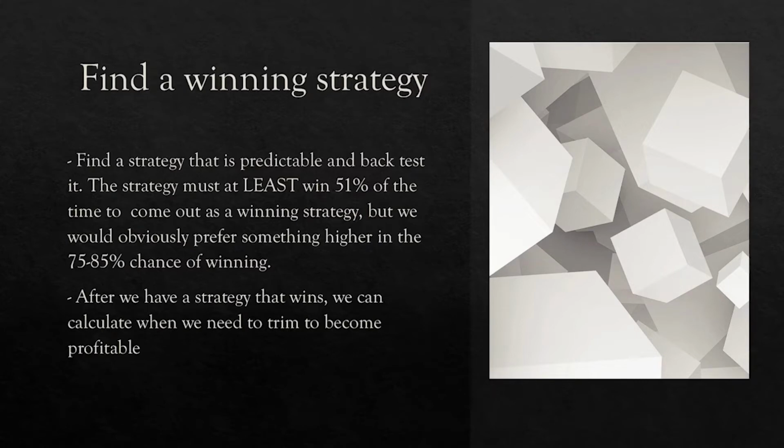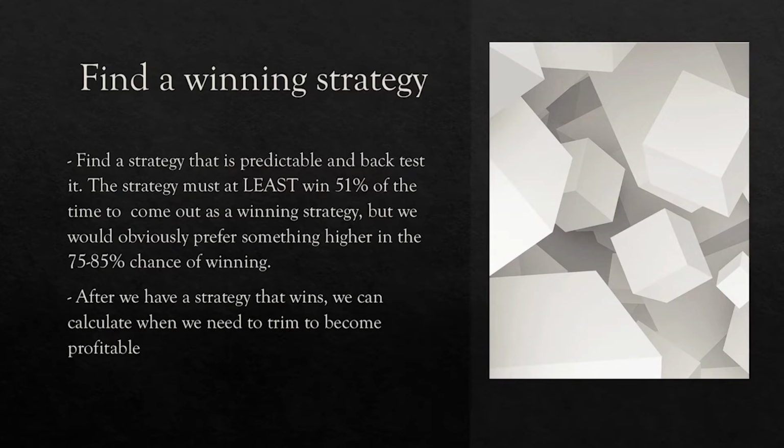And so you need to find a strategy that works for you, that is repeatable, and that does not take emotions into account. It should be very systematic. It should be cut and dry. If this happens, if I see this, then I'm going long or short. So you need to find a strategy that is predictable, and you need to backtest it. And I will give you guys an example of how I backtest both options contracts or futures. But you need to backtest, and you need to find a strategy that wins at least 51% of the time.